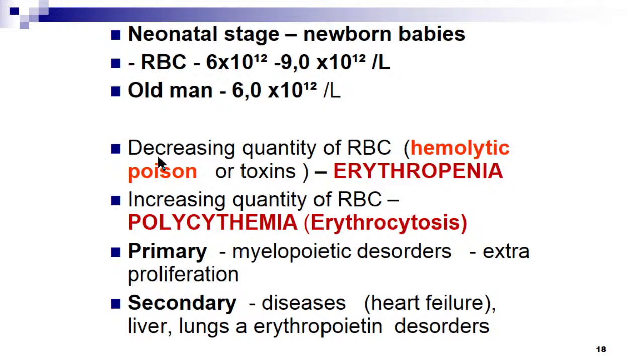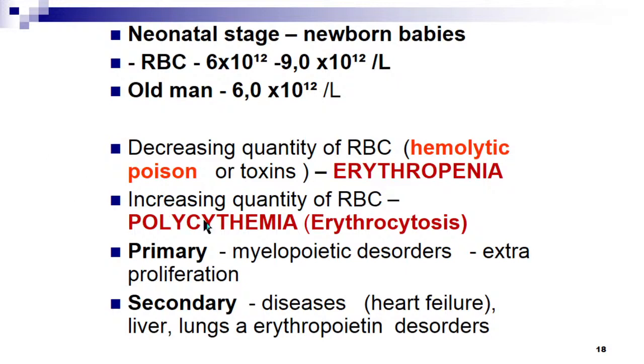And what is it? What's the name? The decreasing of the quantity of red blood cells, or erythrocytes, is named erythropenia. Ordinarily, erythropenia is the result of hemolytic poisons or toxins. If we have some snake bites or maybe some toxic effect after bacterial invasions and others, we also have to identify the erythropenia, whether it is toxins or hemolytic poisons that destroy red blood cells.